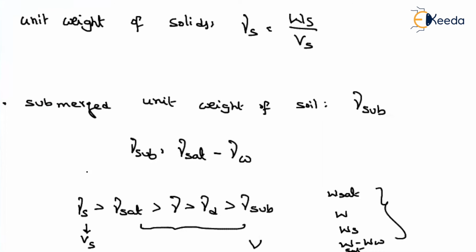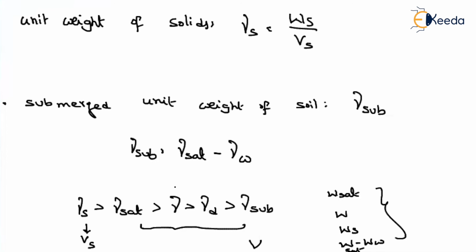So if they ask you in the exam, this is the sequence of the unit weights. Unit weight of solids will always be greater in comparison to the saturated unit weight, in comparison to the bulk, and in comparison to the dry unit weight, and what is the least value? Submerged unit weight. Okay.